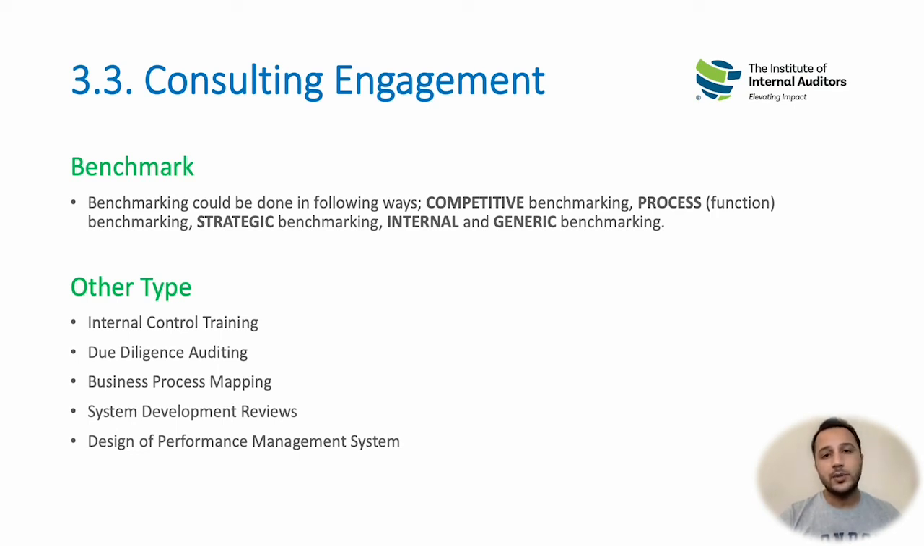Design of a performance management system. We can do that, looking at how the company measures performance, be it of products, employees, or any services. So there could be multiple types of consulting engagement, but all you need is to know your boundaries: you should refrain from any engagement which may lead to you taking on a management responsibility, because eventually it will lead to an objectivity and independence issue.